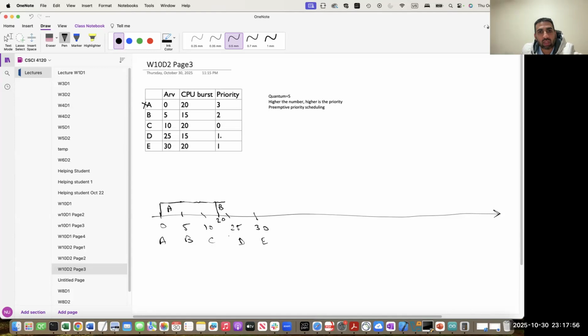At 25 D becomes ready. D has priority 1, which is the lowest. So B, C, and D are ready, and B still has the highest priority, so B continues. It runs up to 30, and then E becomes ready. E's priority is 1, which is lower than B, so B continues.